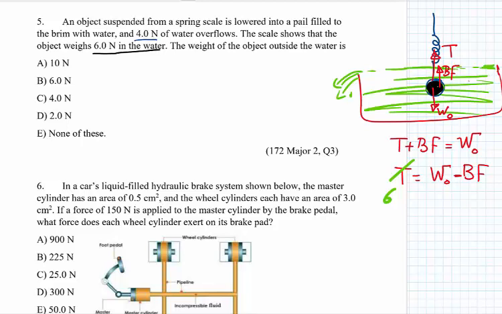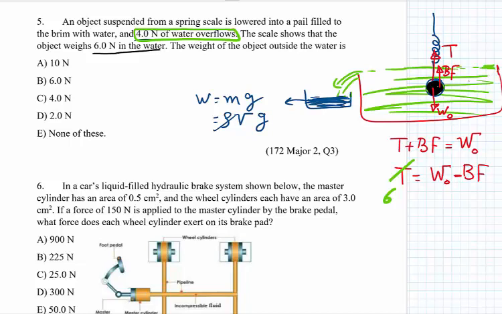And he's asking now, what is the weight of the object outside the water? He gives us some hint here: 4 Newton of water will overflow. The volume of this water equals the volume of the object. What about the weight of this overflow water? Its weight is its mass times gravity, and the mass is the density times the volume. So it's rho V g.